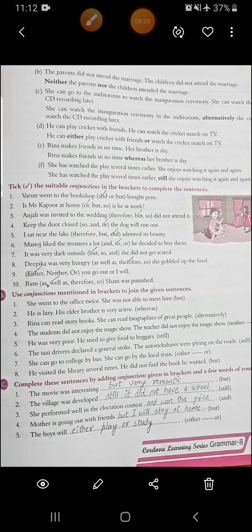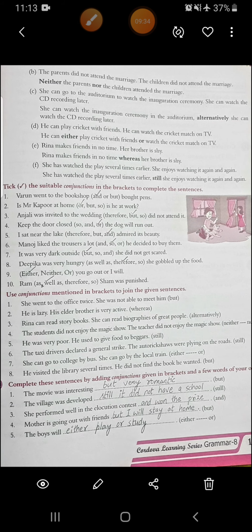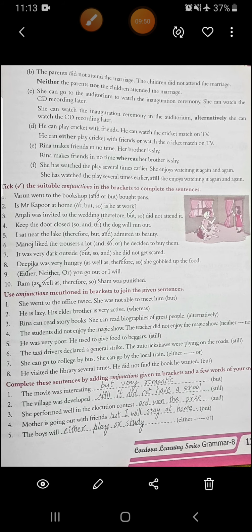First one you have to use but and you have to join them. So what will be the answer of the first one? Answer will be: she went to the office twice but was not able to meet him. This is your first answer. Second is he is lazy. His elder brother is very active. You have to use whereas. So what will be the answer? He is lazy whereas his elder brother is very active.